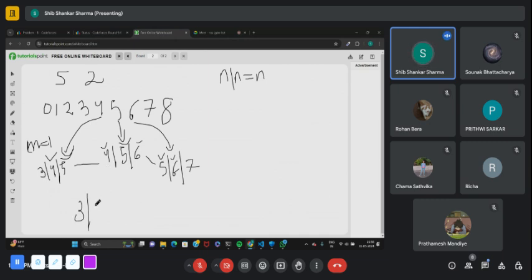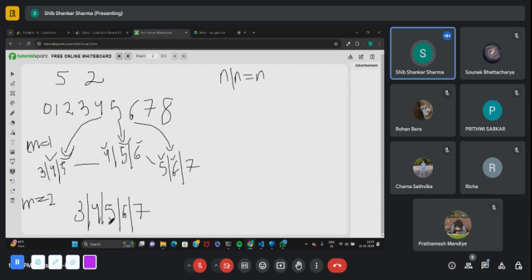So the answer will become, for m equals 2, 3 OR 5, 3 OR 4 OR 6. So it's basically the OR of 3, 4, 5, 6, and 7. So when is this? This is at m equals 2.